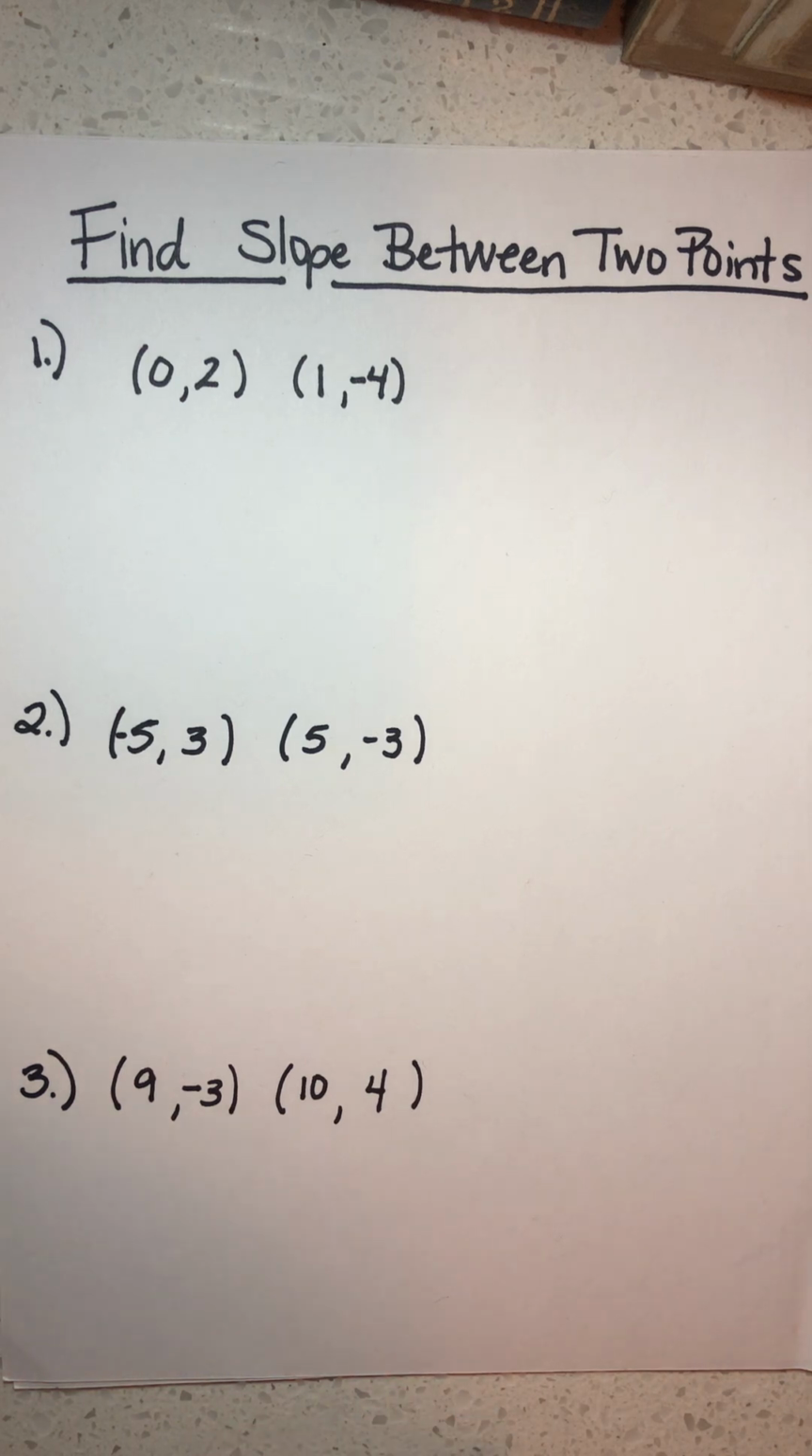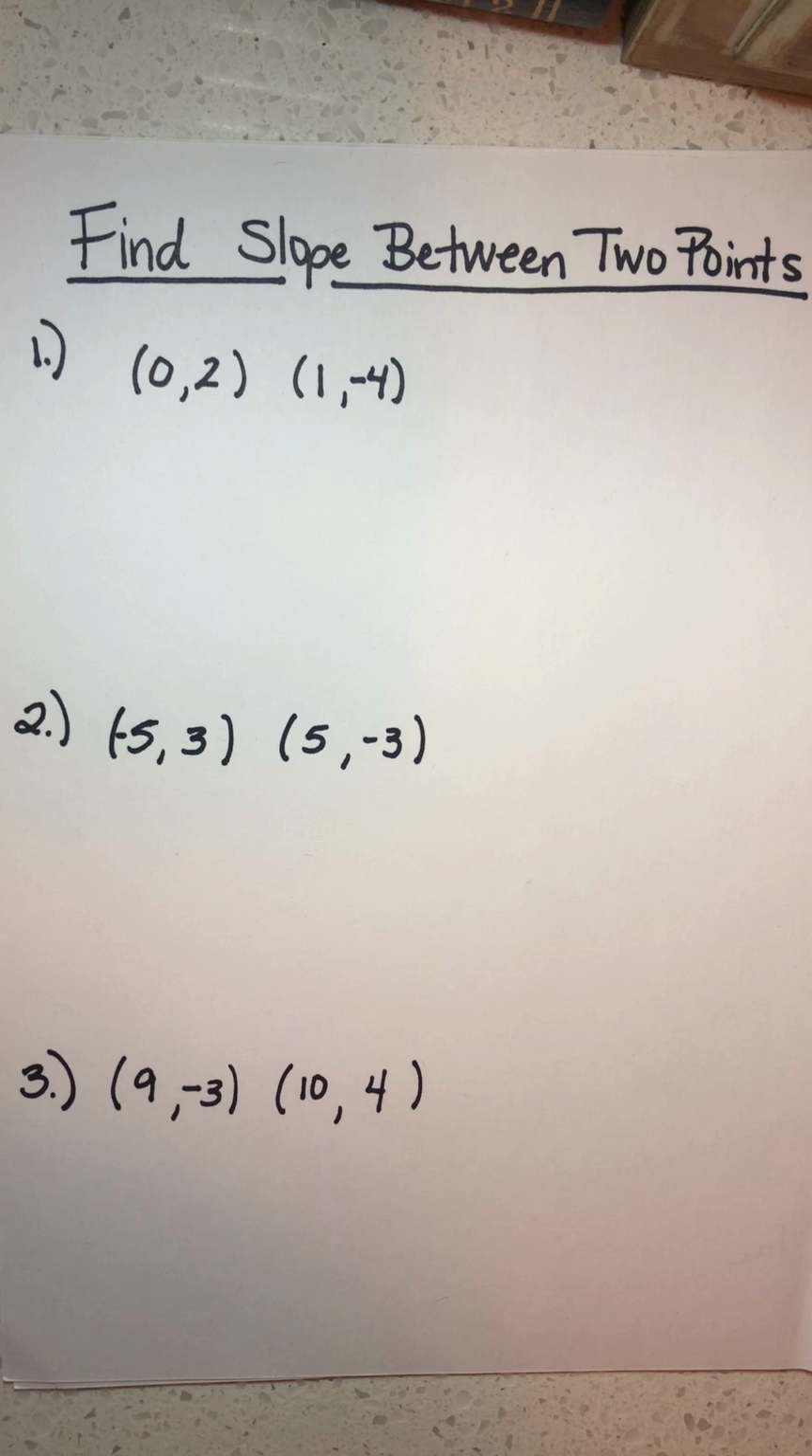So first off, let's just talk about what slope is. Slope is the way that a linear graph rises or falls, so how much it goes up and over, or how much it goes down to the left or right. It just depends on the equation.